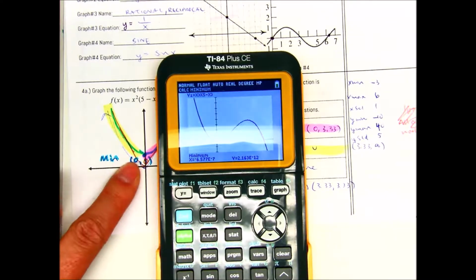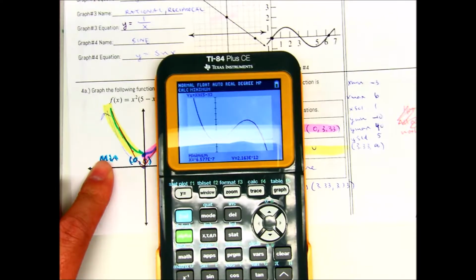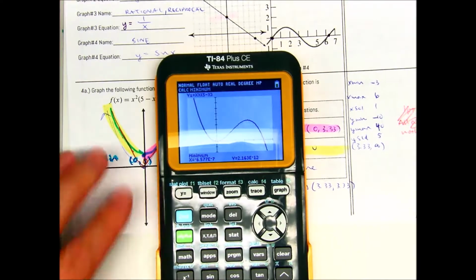To find your local max, same thing. Second, calculate max.